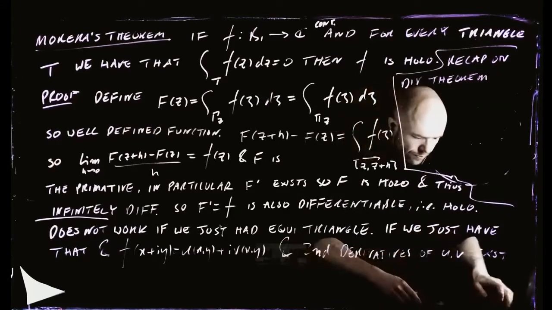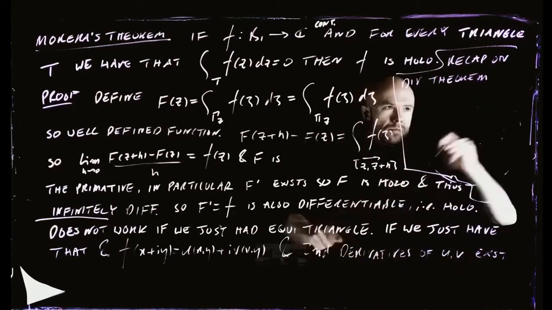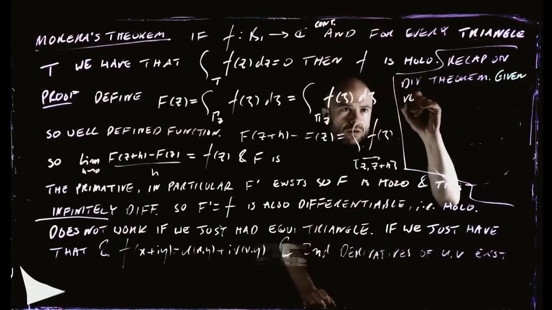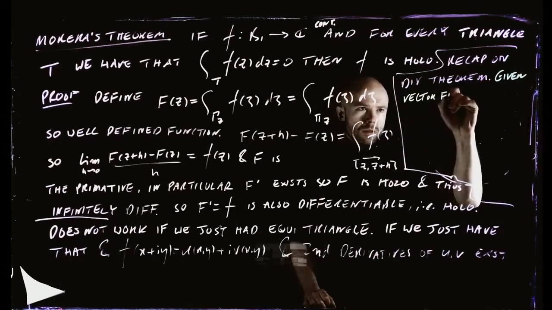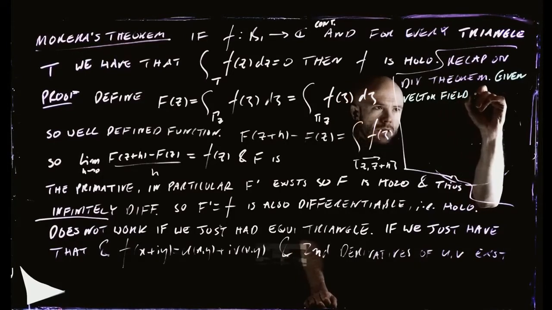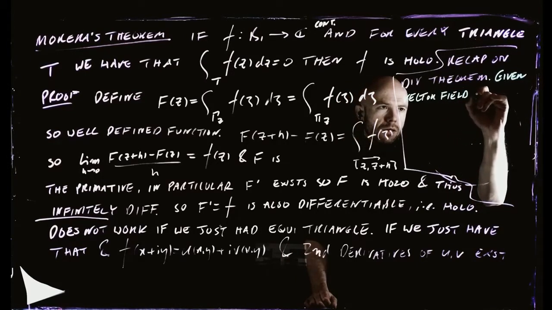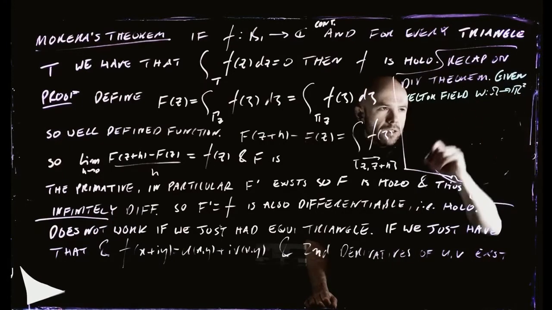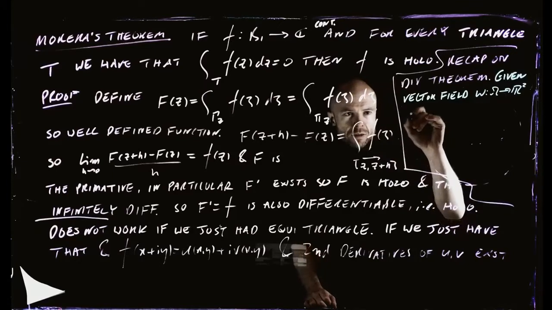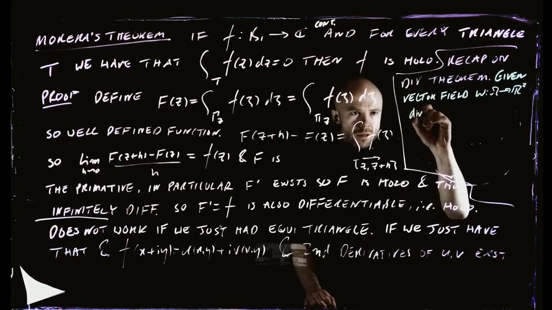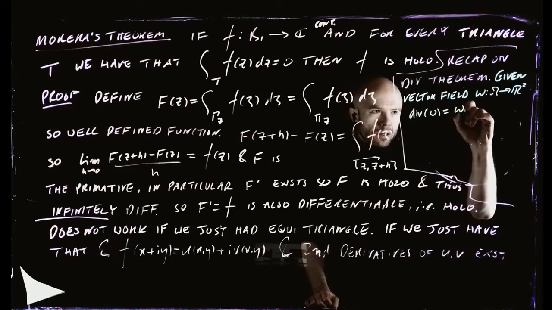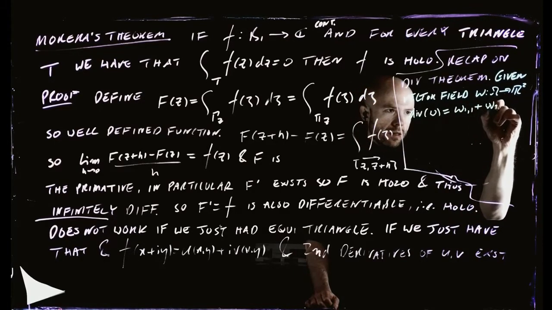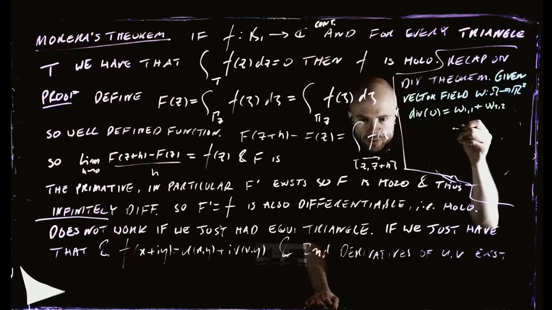If we have a given vector field, let's say W from omega into R2, omega is inside R2 itself, okay? Then the divergence theorem is as follows. So divergence of W is the first coordinate and the first partial derivative plus the second coordinate and the second partial derivative. That's what divergence means, yeah?